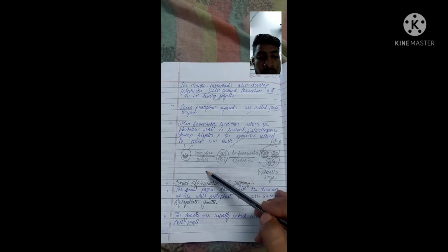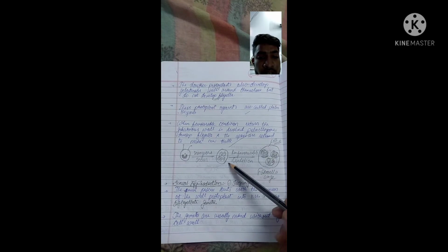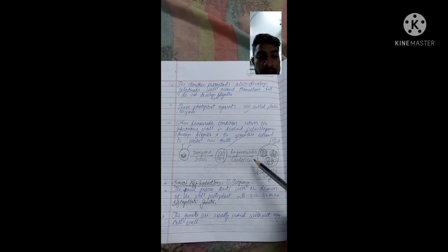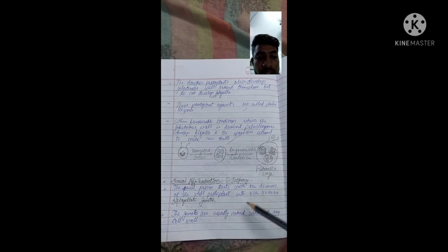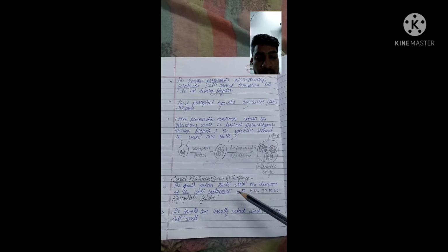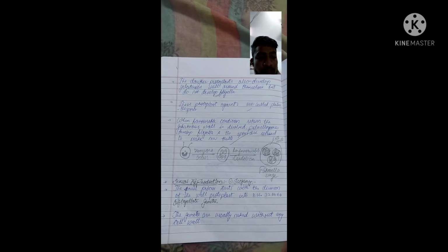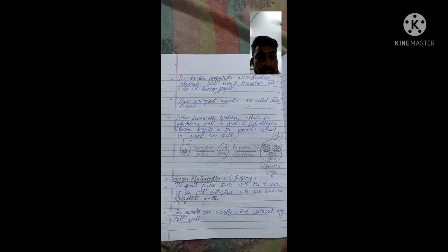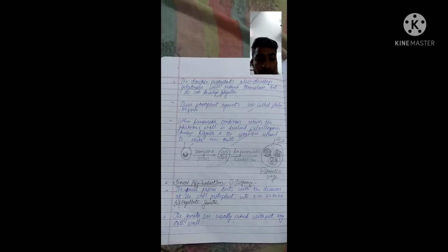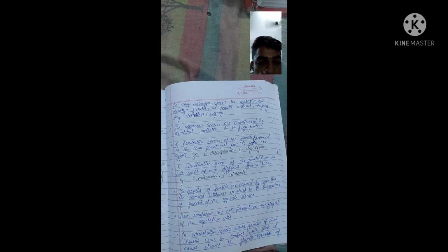Palmellospores divide to form zoospores when favorable conditions return to the palmella stage. Sexual reproduction, isogamy type: sexual reproduction starts with the division of the cell protoplast into 16, 32, or 64 flagellated gametes. The gametes are naked, without any cell wall. In many isogamous species, a vegetative cell directly functions as a gamete without any division. Isogamy is characterized by structural similarity between the two fusing gametes.